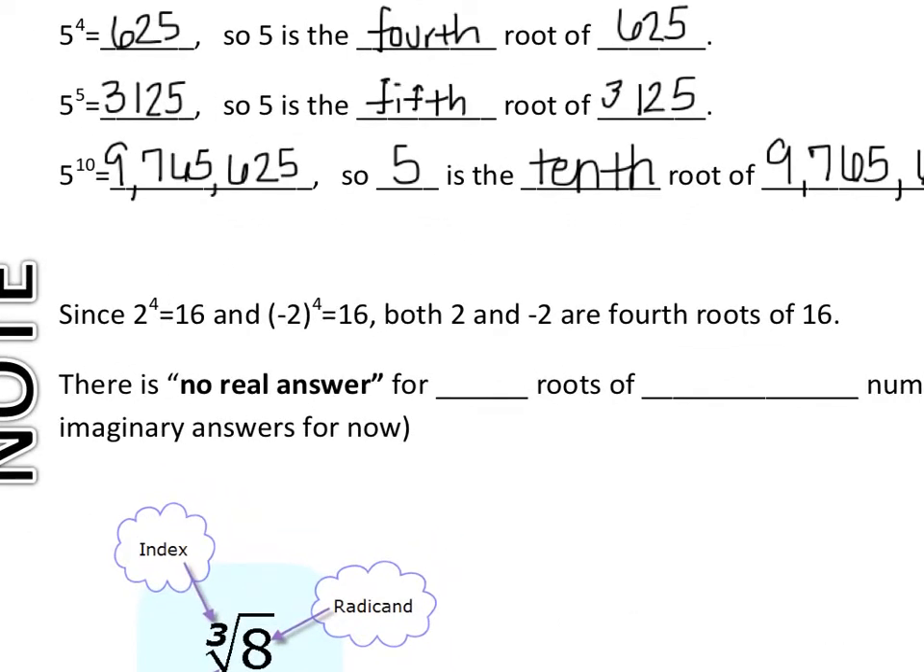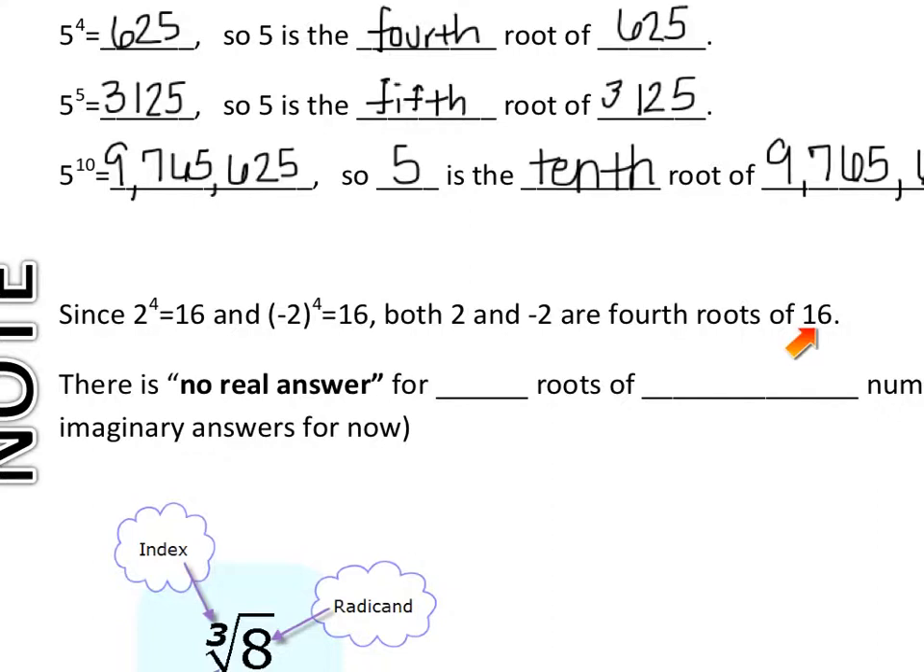So just a note is that you can have more than one nth root of a number. For example, both 2 and -2 are 4th roots of 16 because you see down here 2 to the 4th equals 16 and -2 to the 4th equals 16. Okay, so it's okay that there's more than one root of a number.